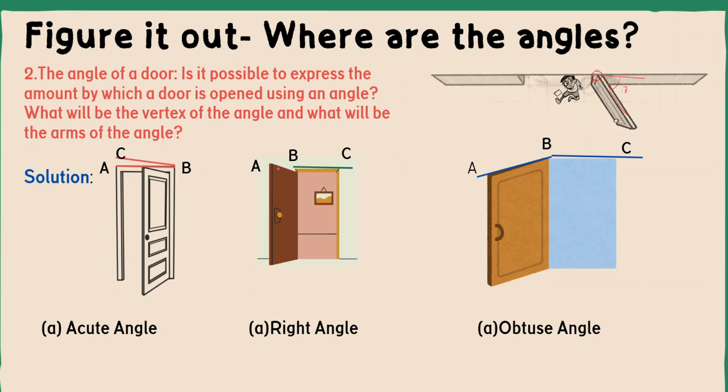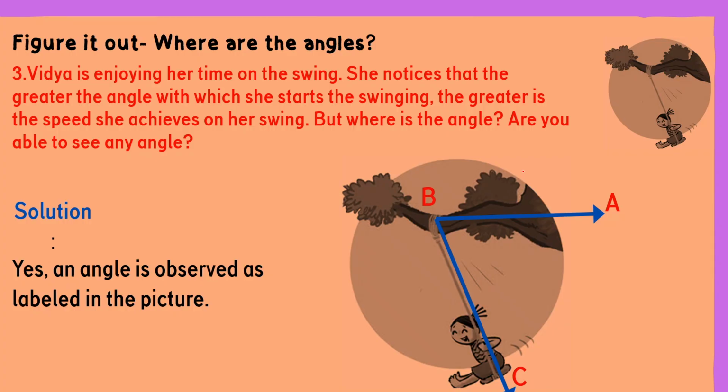We will have different scenarios. If the door is open like this, the angle will be an acute angle. If the door is open directly perpendicular, that will be a right angle. If the door is wider open, then the angle is an obtuse angle. Let us see question number 3.